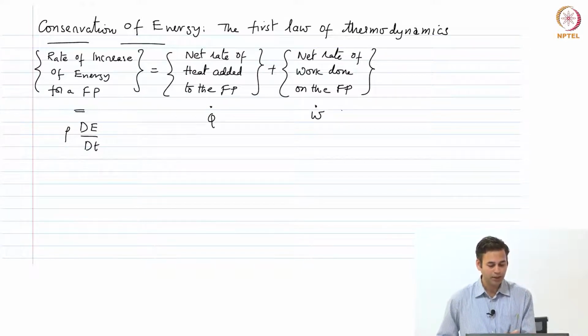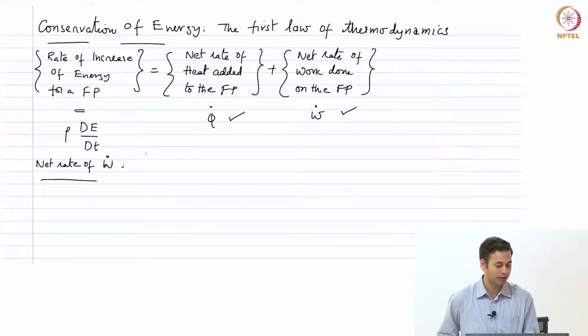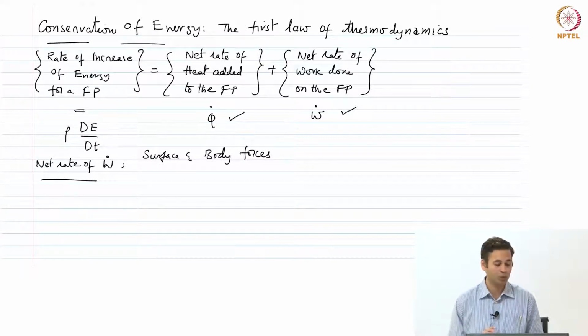So we will first look at the net rate of work done on the fluid particle by the several forces that are acting on it, and thereafter we look at the net rate of heat added to the fluid particle. So coming to the net rate of work done on the fluid particle, we have already known that the surface forces that act on it do work on the fluid particle, and also the body forces as well. So first look at the work done by the surface and body forces that contribute to the work on the fluid particle.